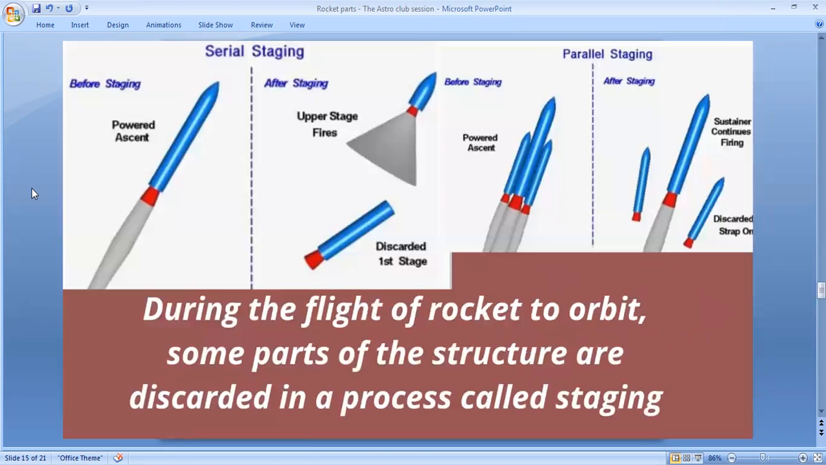Now, during the flight of a rocket to the orbit, some parts of the structure are discarded. It is called the process of staging. When the rocket goes up, in the middle, these parts get separated. Yes, Akka. Yeah, so that process is called staging. So like this, it gets discarded in the middle.